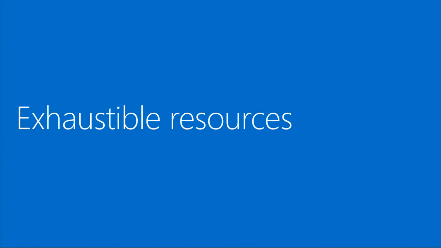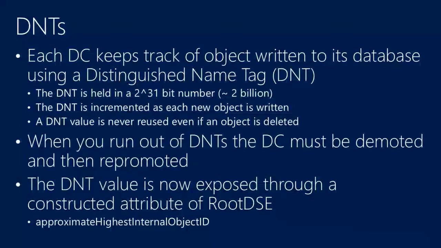There are things called exhaustible resources, DNTs. Every time you put something in the database, the DNT gets bumped up. It's held in a 2 to the power of 31-bit number, which is approximately 2 billion. And once you've created 2 billion things in your AD, this DNT is never reset. So every time you create a new object in the AD, you get a new DNT. The object goes in a table, effectively. It's a row in a table. The DNT identifies the row.